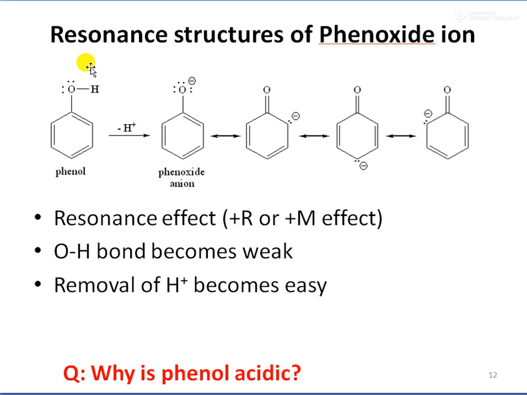So the reason for the acidity of phenol is the extra stability of the phenoxide anion, and that is the resonance effect. It can be represented as plus R or plus M effect. And because of this resonance effect, the OH bond will become weak, and the removal of the hydrogen as H plus ions will become more easy. That is why the phenol is acidic.